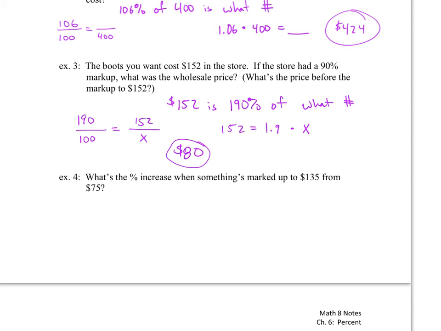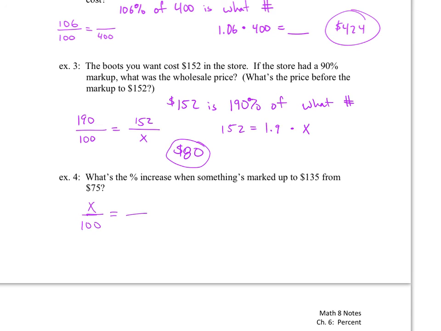All right, let's see if we can write this one out, because Cole's got to leave in a minute. What is the percent increase when something is marked up to 135 from 75? So let's set up a proportion. So the 100's going to be on the bottom, right? Because that's our percent. We're trying to find that.